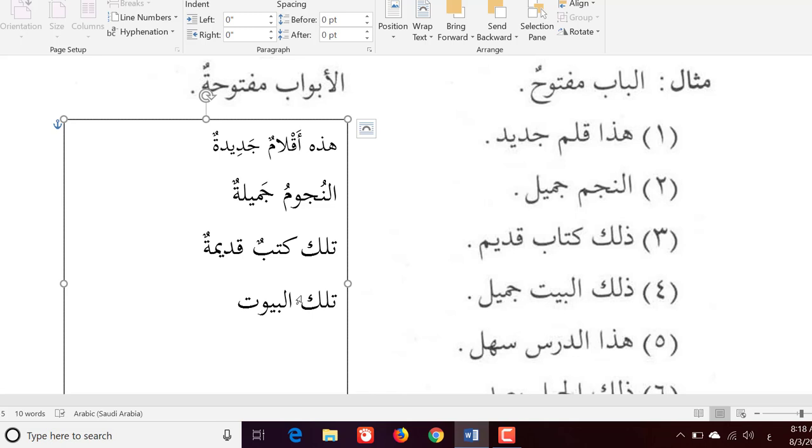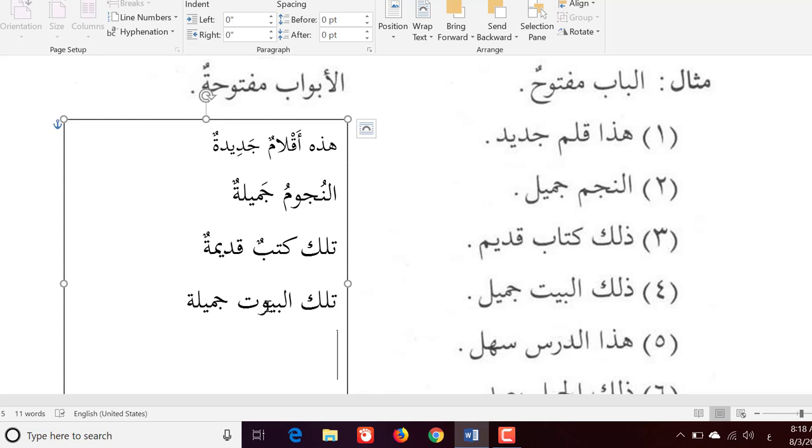Jamila. Okay, so just notice the difference there. Tilka kutubun qadima. Those are old books. Okay, but here tilka al-buyut jamila. Those houses are beautiful. Okay, so that's the difference in how you would translate the bedel as opposed to the predicate. So just keep that in mind. Hada dars sahal. Okay, so again, we're dealing with a bedel, because hada and dars agree in specificity, which takes us beyond the predicate. Remember, the predicate is only going to agree in number and gender, but the bedel or the sifa is also going to agree in specificity.